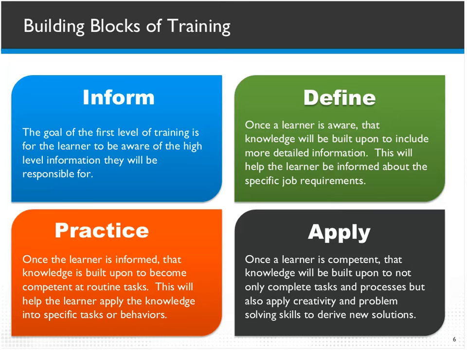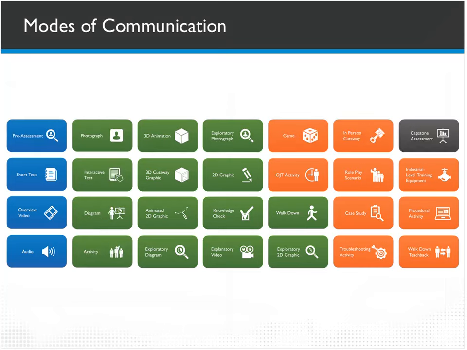Now, along with each of these four buckets, and we're going to keep coming back to these buckets in the next 20 minutes, we have to start to classify the information that we're looking to cover into one of these four buckets. And the reason for that is this. There's lots of different modes of communication that we can use. So we can use pre-assessments, we can use just a short text description, we can use an overview video, we can use audio. And you can see that those are classified in blue, and that's because those are really great tools to use at that inform phase.